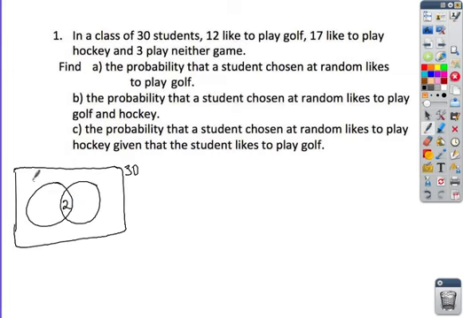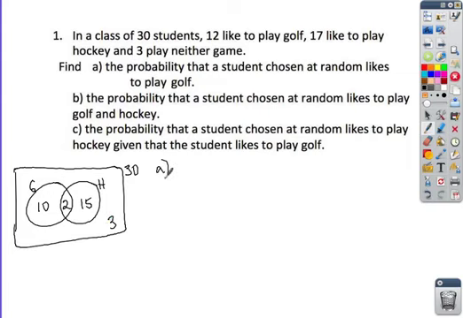Then, if we call this circle golf and this circle hockey, that means that 10 play only golf and 15 play only hockey. And we know about the 3 that play neither. If you add up all of these values now, 10 plus 2, 12, plus 15, 27, plus 3 makes 30. That accounts for the entire sample space.